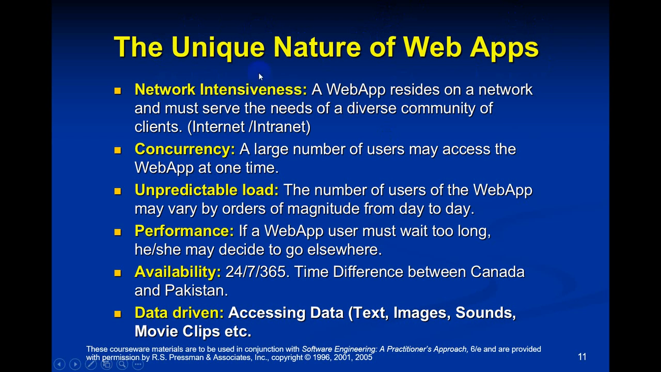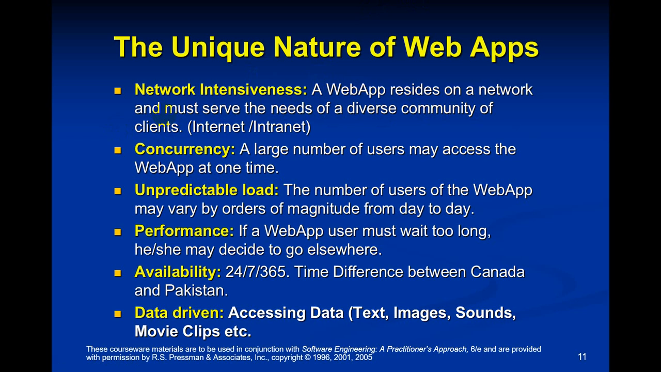When we have our software, our application on the web, on the internet, then definitely there are hundreds or thousands of users that are trying to access that website. So this application would be network intensive. A web application resides on a network and must serve the needs of a diverse community of clients. So many people are trying to access the data. That is why we say that it is network intensive.